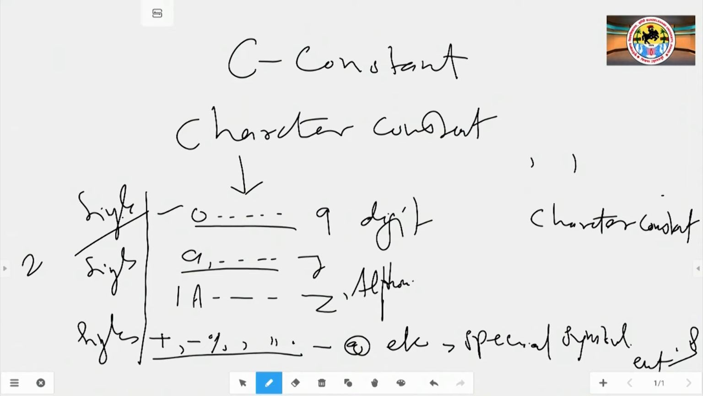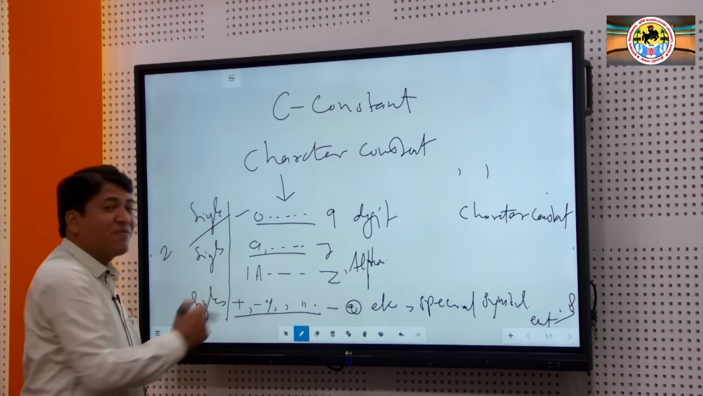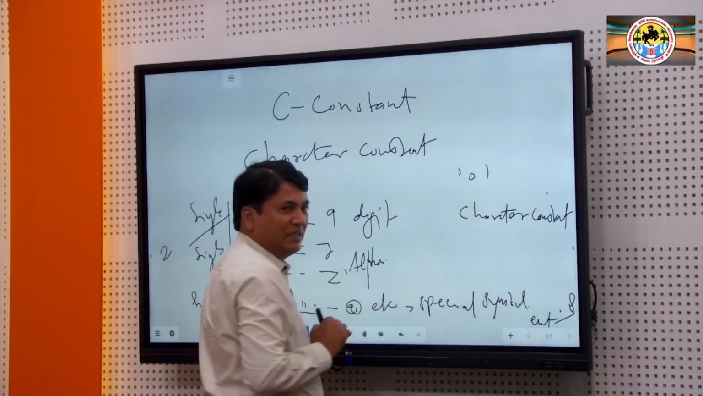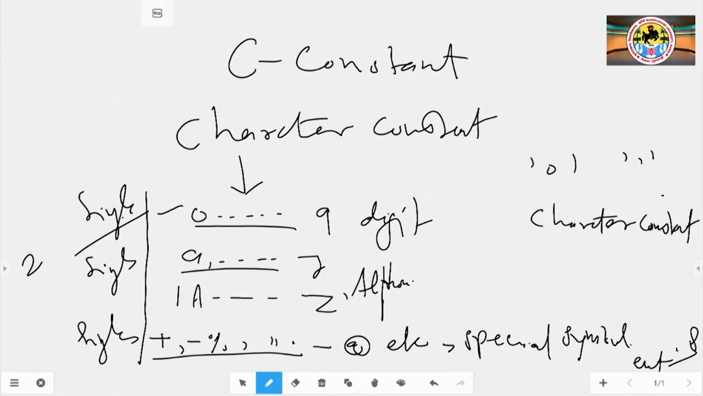The main thing which we need to remember is that a character constant is a single character: it may be a single alphabet, a single digit, or a single special symbol. Suppose we take the single digit 0, this is a character constant. Again, if we take the single digit 1, this is a character constant. Even if I take a single 9, this is also a character constant.